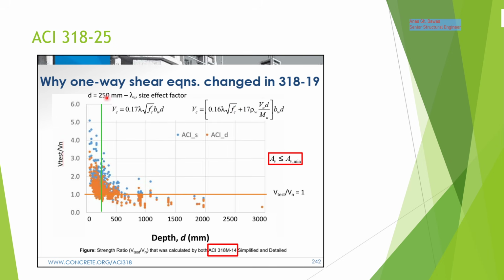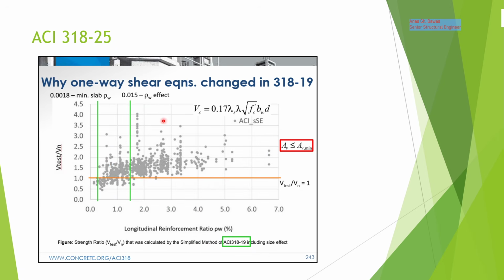As you can see also, for samples with depth less than 250 millimeter, we have in fact nice behavior, nice test results. Most of the samples are above this line, so we can call these samples a successful or conservative result. Okay, when ACI introduced the size factor, as you can see here, a lot of samples now shifted above. As you can see here, this is very important.